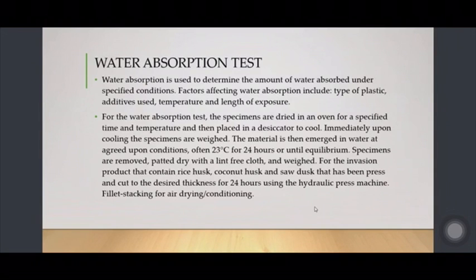For the invention product that contains rice husk, coconut husk, and sawdust, the material is pressed and cut to the desired thickness for 24 hours using the hydraulic press machine. Then it is stacked for air drying and conditioning.